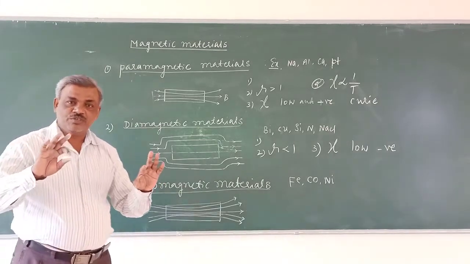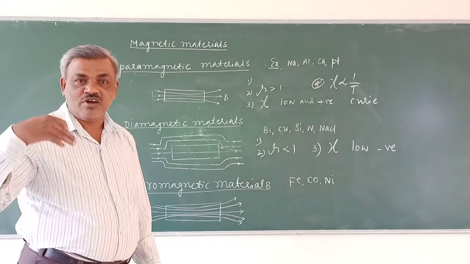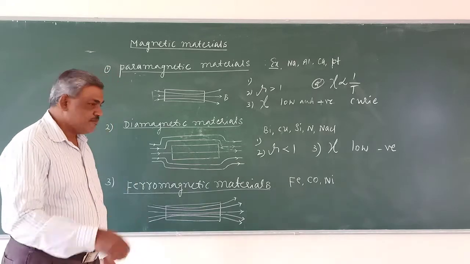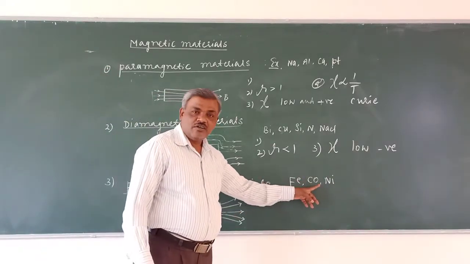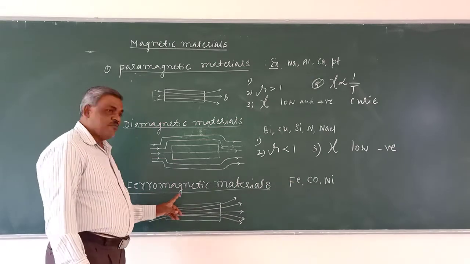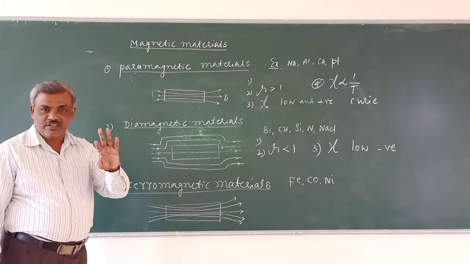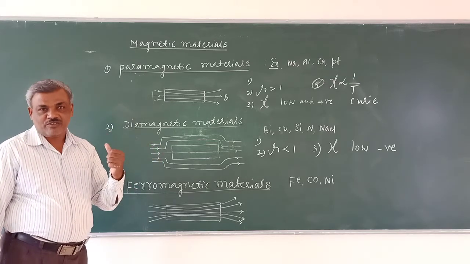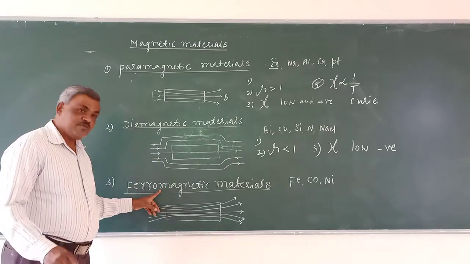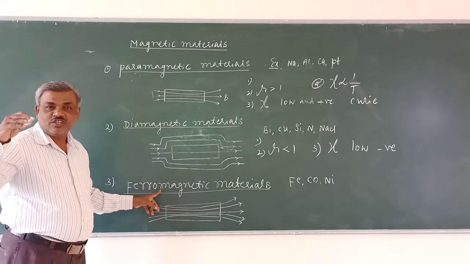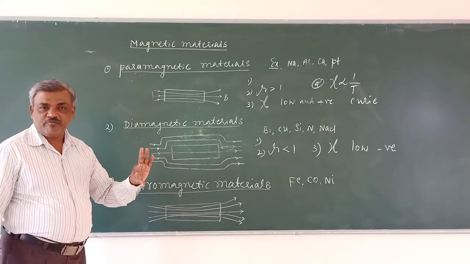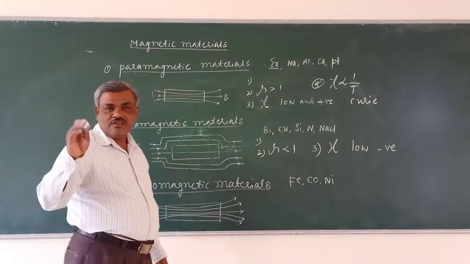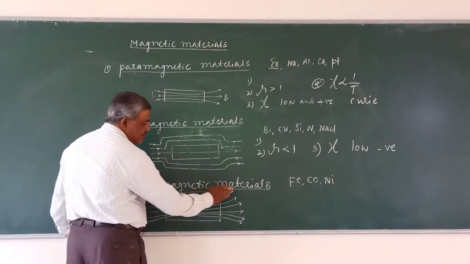After that, third, ferromagnetic materials. These are materials which can be strongly magnetized, strongly attracted by the magnet. Examples: iron, cobalt, nickel; these substances are called ferromagnetic materials. They move from the weaker region of the magnetic field to the stronger region. The specimen gets magnetized strongly. So iron, cobalt, nickel are called ferromagnetic materials.